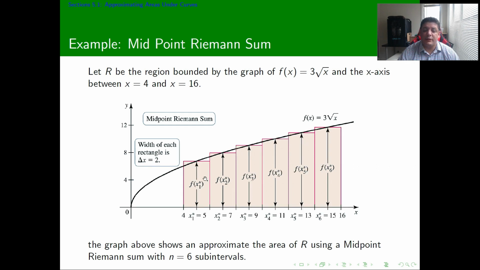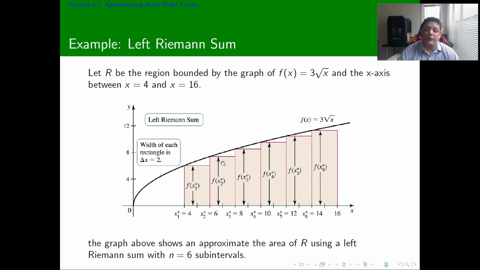Finally, the midpoint Riemann sum is going to take the midpoint between each of these intervals. So for example, for the first interval, which is between 4 and 6, we're going to take 5. And so f of 5 is going to be the height of this rectangle. F of 7 is going to be the height of the next, f of 9 the next, f of 11 the next, f of 13 the next, and f of 15 the next. The length of all of these is always 2, but it varies by the height.